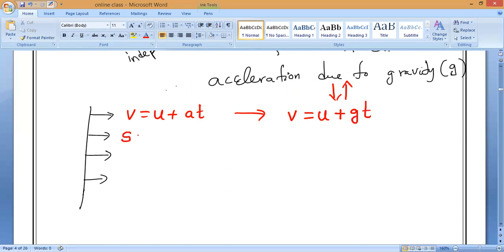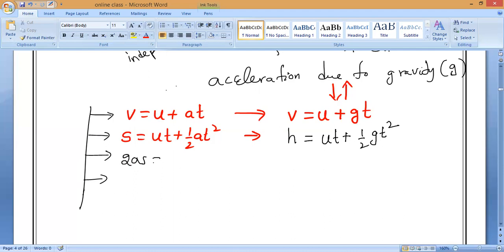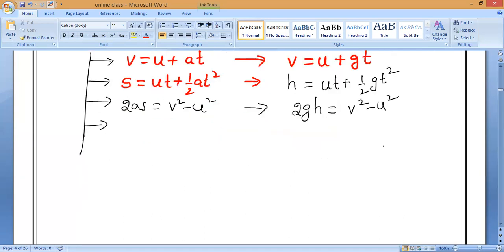Second equation, Danishkar, tell me. S equals ut plus half at squared. Now, how is the equation modified for acceleration due to gravity? S becomes h, so h equals ut plus half gt squared. The third equation is 2as equals v squared minus u squared. So it becomes 2gh equals v squared minus u squared.